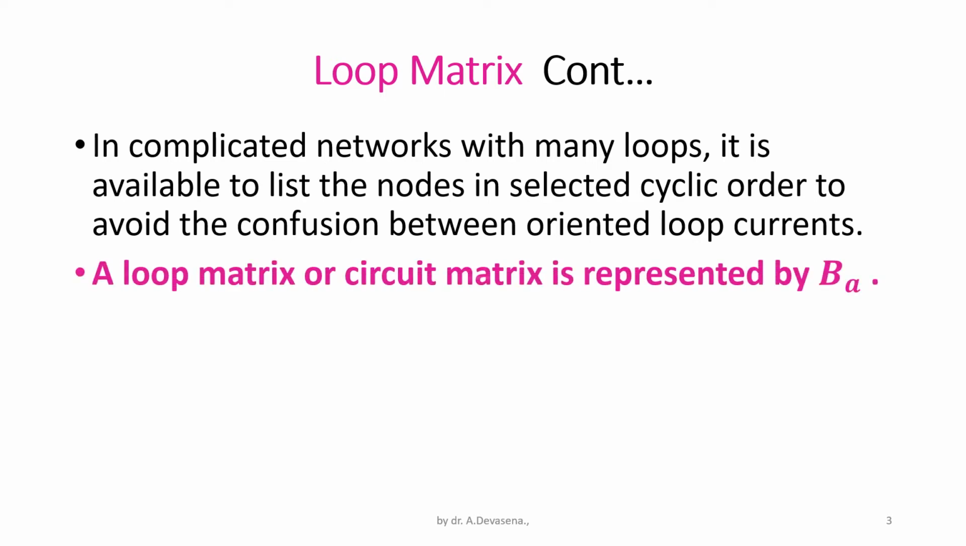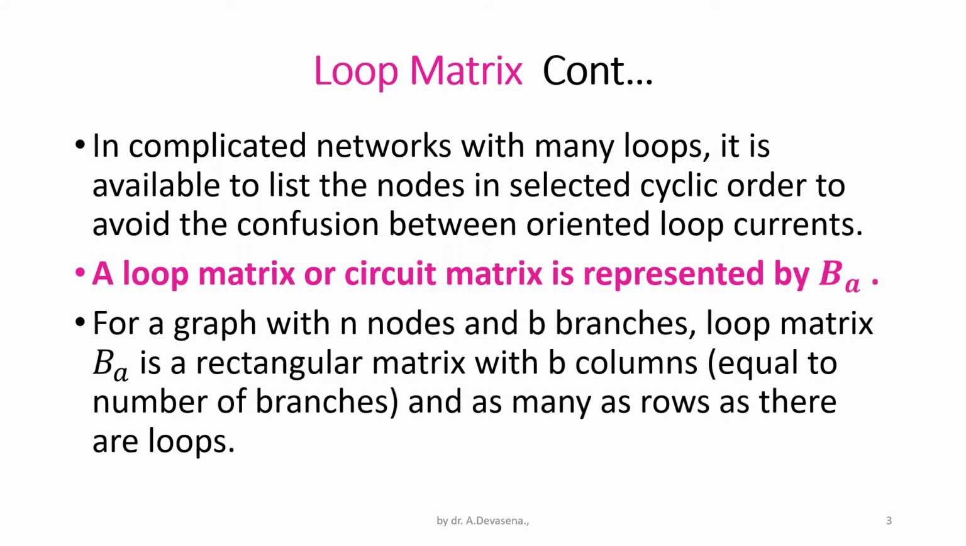A loop matrix or circuit matrix is represented by capital B suffix A. For a graph with n nodes and b branches, loop matrix capital B suffix A is a rectangular matrix with b columns, that is equal to the number of branches, and as many rows as there are loops.